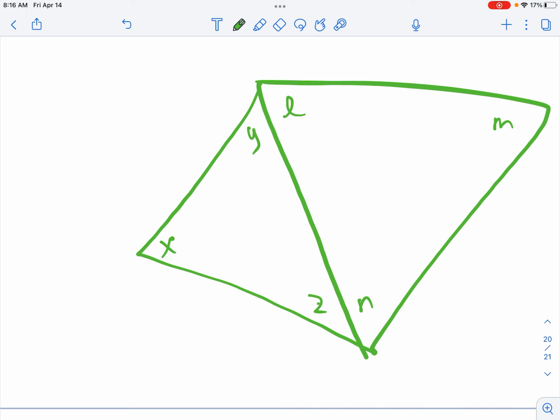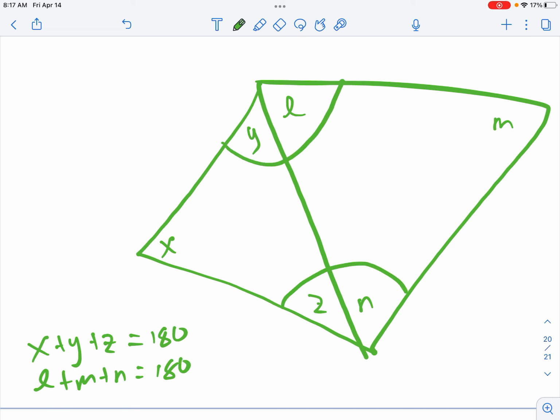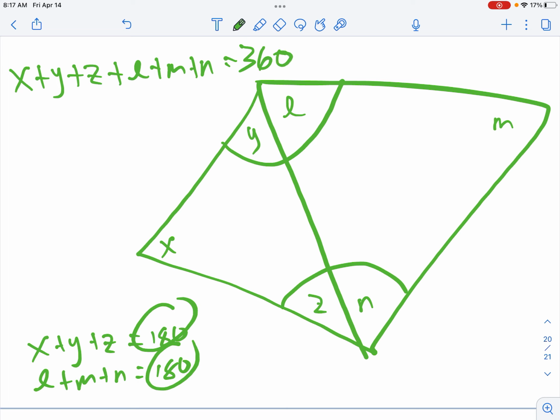Now we know we've got these two triangles, right? So X plus Y plus Z equals 180. And we know that L plus M plus N equals 180. And this angle and this angle are just Y plus L. So if we add them all together, X plus Y plus Z plus L plus M plus N equals 180 plus 180 equals 360. And this angle, Y and L, is just that one. This one, Z and N, is that angle. So the angles in a four-sided figure add up to 360.